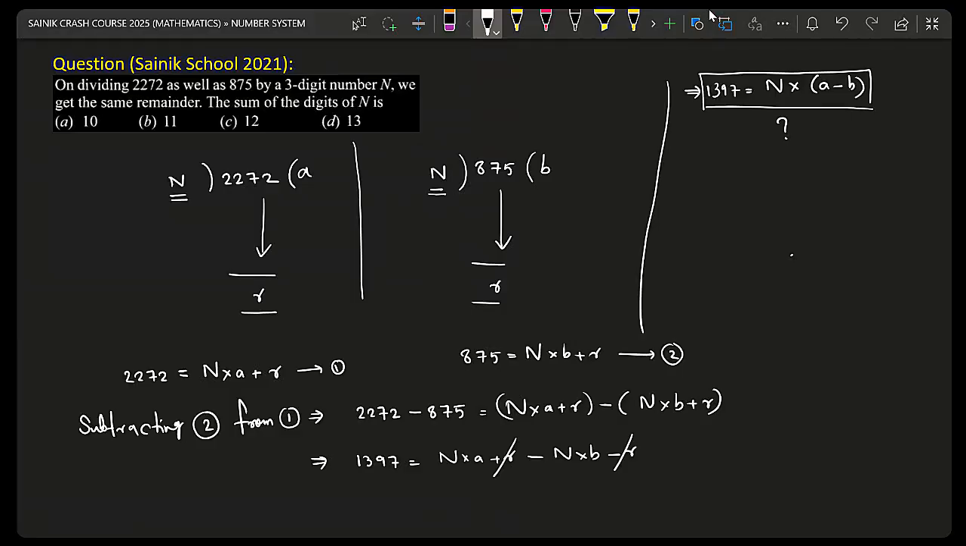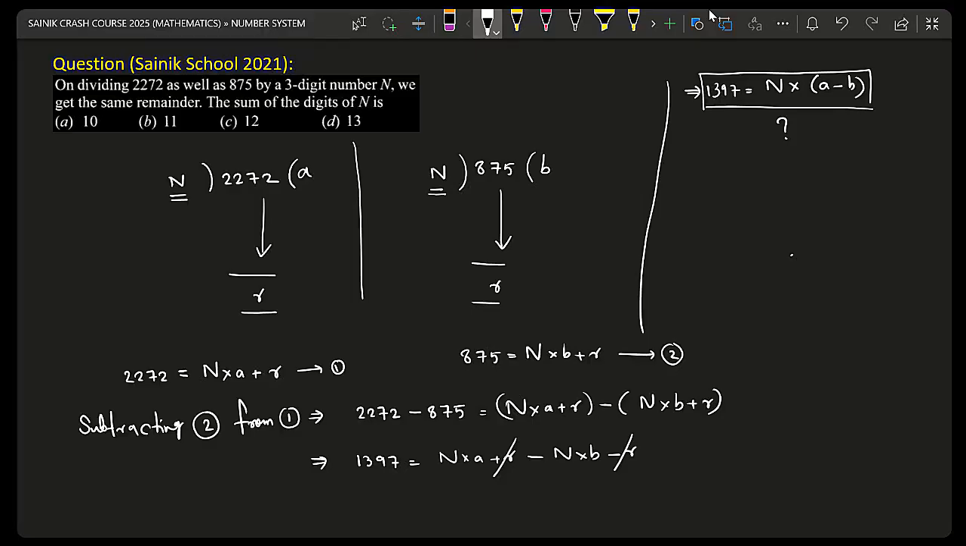See, 2272 and 875 both are divided by a three-digit number n. So I divided by n. What are the quotient and remainder we are getting? We don't know, so let us write a and b. But they said one thing: same remainder in each case. That's why for the first case I wrote r, and for the second case also I wrote r. I think you understood that. Yes, sir. Now apply the division formula.